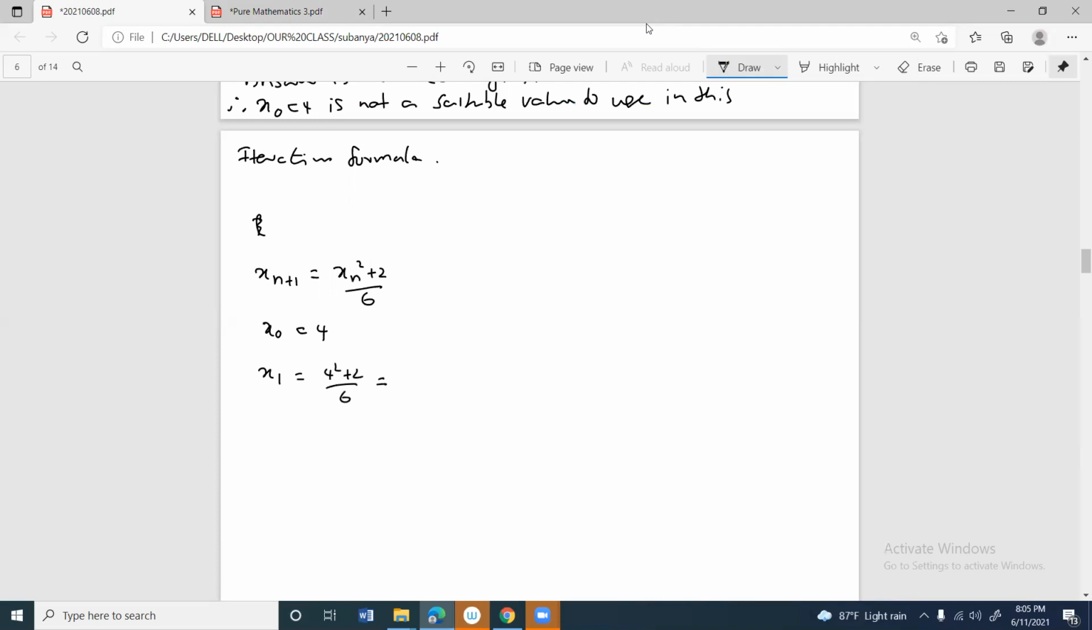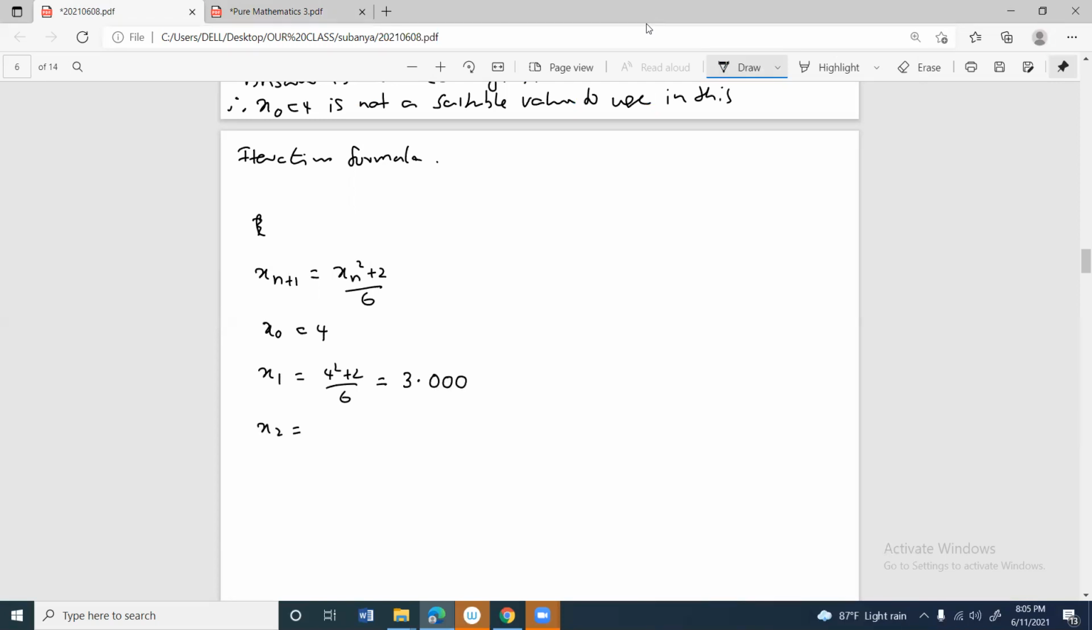We need to get the answer correct to 3 decimal points. That's what they expect us to do. 4 squared plus 2 divided by 6. The first answer is 3. We need 3 decimal points, so I can write it this way.